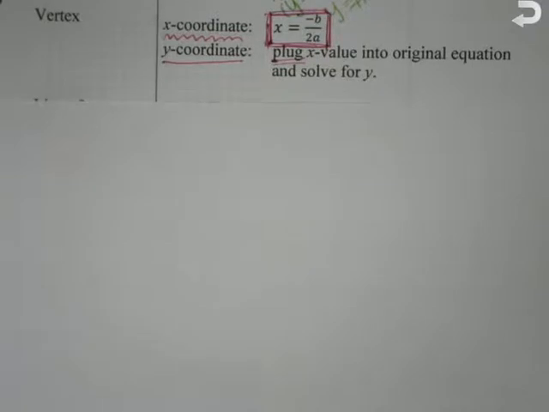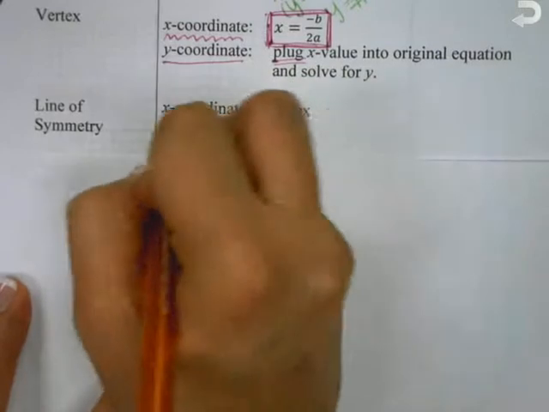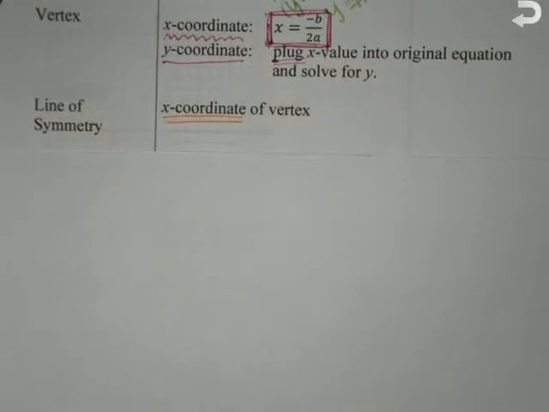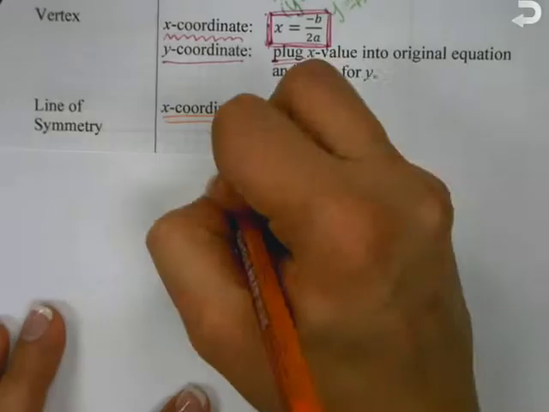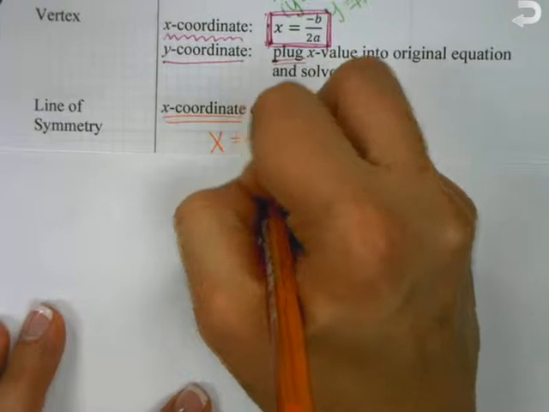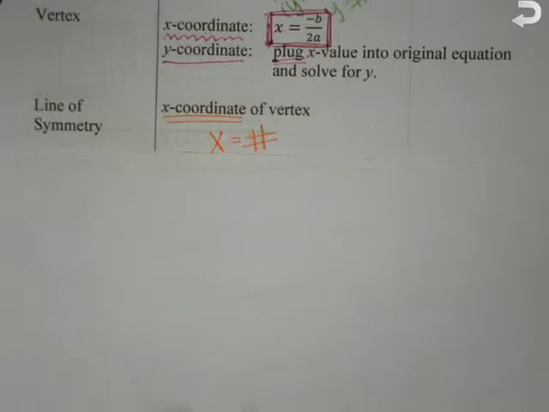Another thing that we look at in parabolas is the line of symmetry. The line of symmetry is just the x-coordinate of the vertex. So it's always given as x equals a number. If I do not ask you for the vertex and I just want the line of symmetry, any ideas of how we could find it?